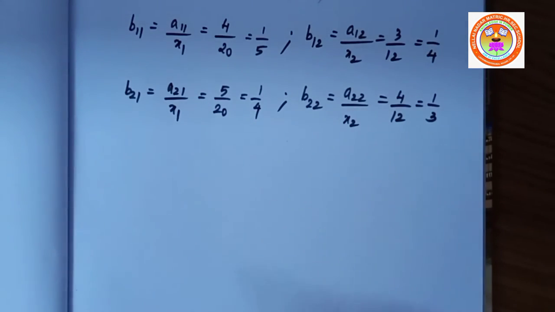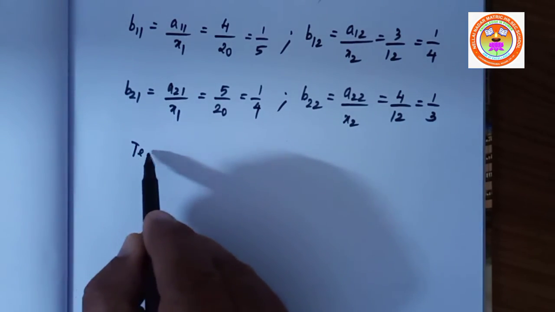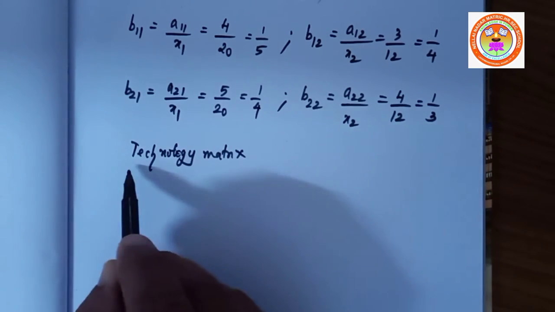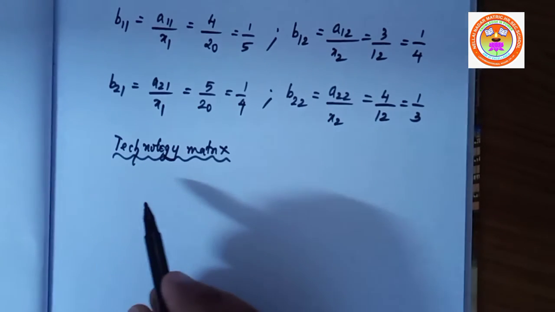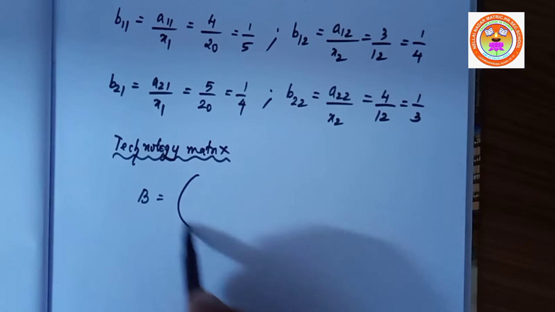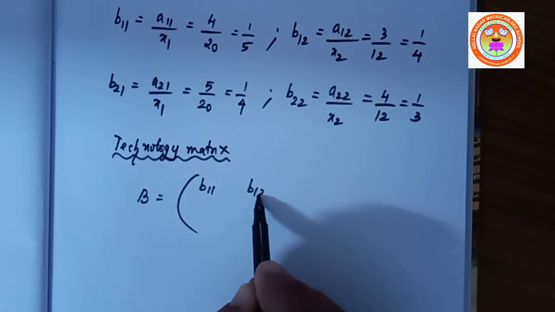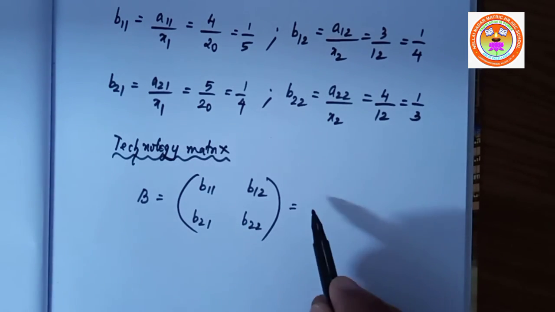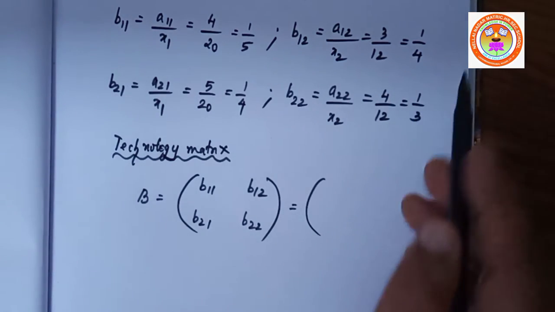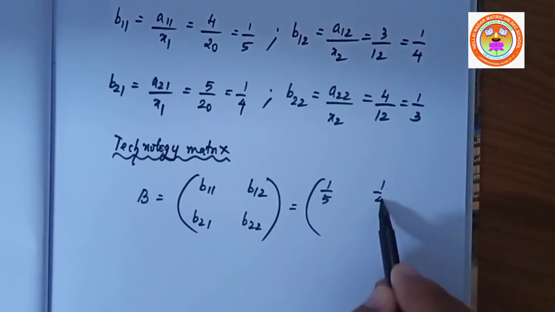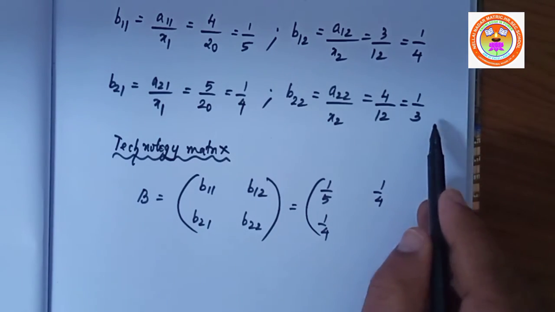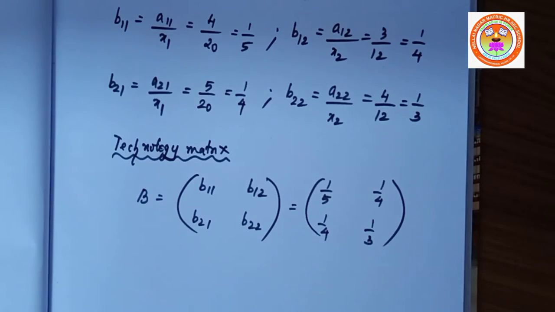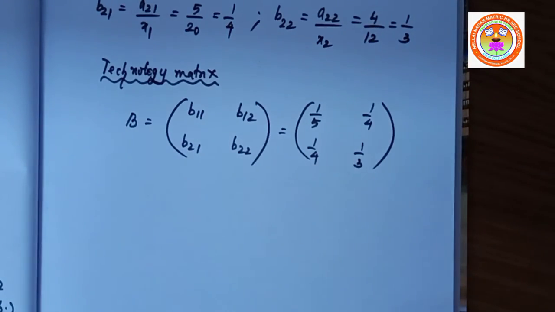Then we have to write the technology matrix. Technology matrix, that is represented by the letter capital B, that is equal to B11, B12, B21, B22. That is equal to 1 by 5, 1 by 4, 1 by 4, 1 by 3. Technology matrix is over.